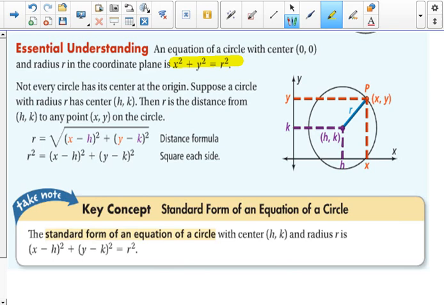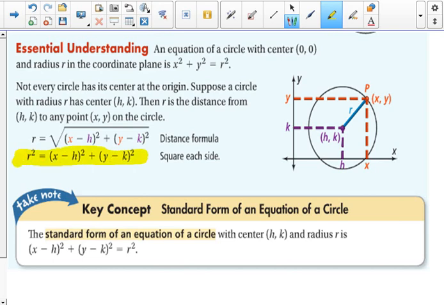Horizontal is our h and the vertical is our k. So now, using our distance formula, plugging in the appropriate variables, we get r equals the square root of x minus h squared plus y minus k squared. There's your distance formula. And now if we square each side and get rid of that square root, then we end up with r squared equals x minus h squared plus y minus k squared.